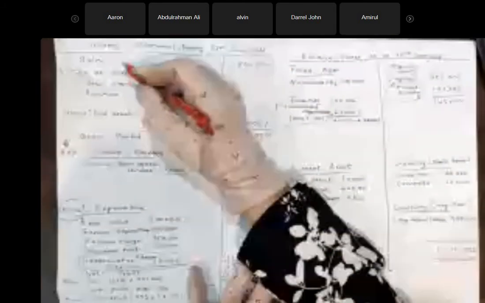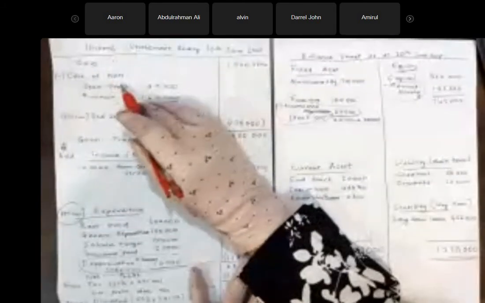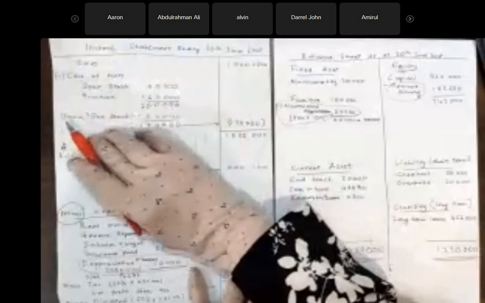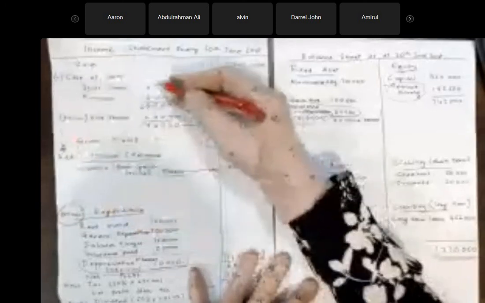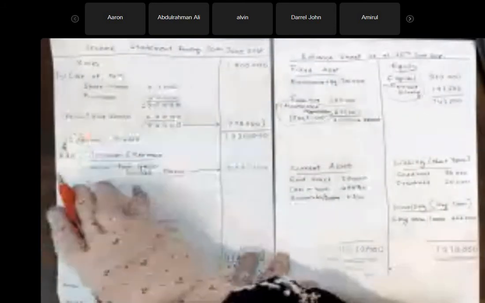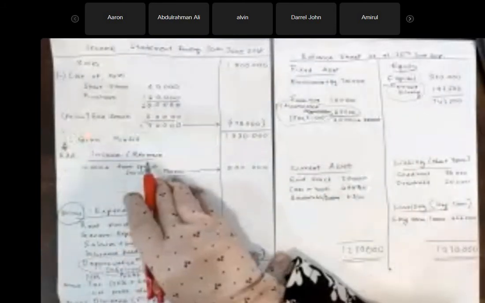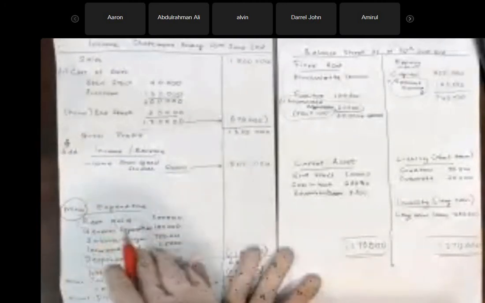Ini format standard tau. Sales, cost of sale. What is the cost of sale? Start stock, purchase. Then you have to minus. Ni semua format ni. Just put the number and then you get the gross profit. And then add income. Just blank here. Minus blank. And then fixed asset ni balance sheet.